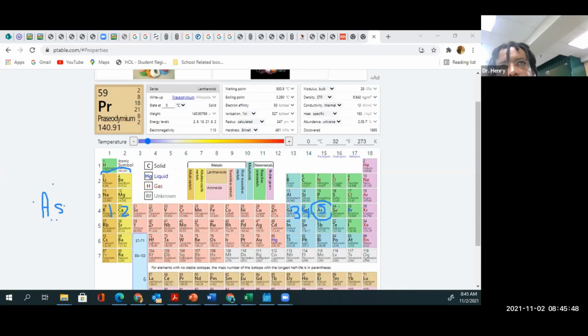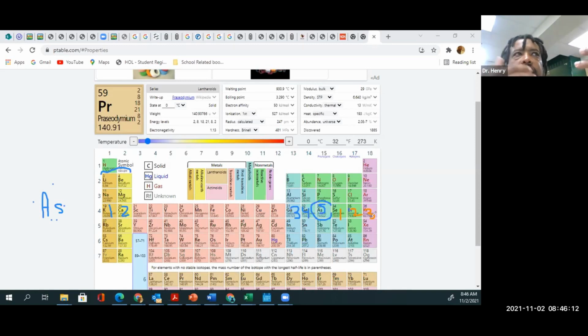Okay, and if we look at it, it's only 3 away from being a noble gas. So if it gets, I'm going to put this in a different color, these 3 electrons, it's going to be like a noble gas. That's 1, 2, 3. So it needs 3 more to be like a noble gas. So arsenic is going to try to be like a noble gas because that's more stable.